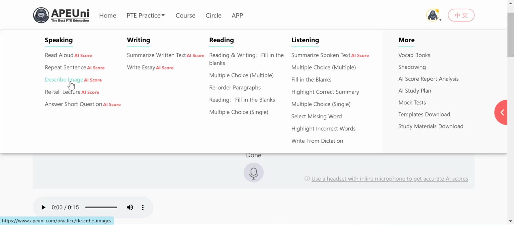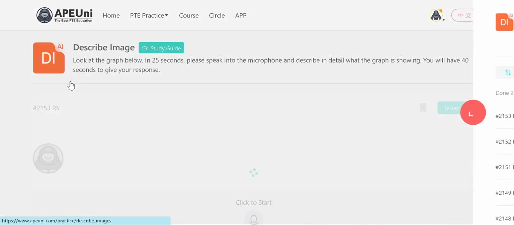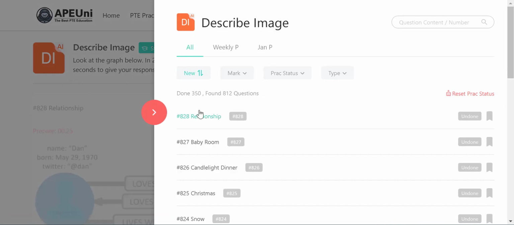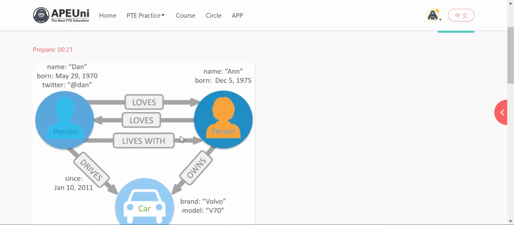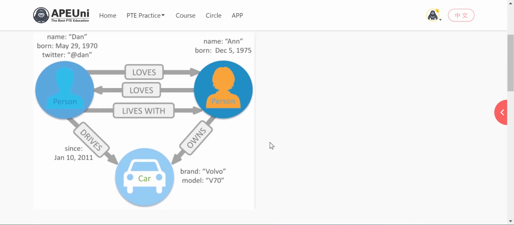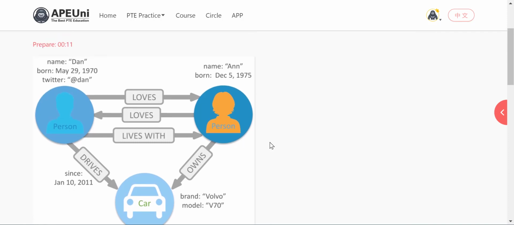After a few repeat sentences, you usually get two or three describe image tasks, which give you an image like this. In the real exam, I realized there are more tables and graphs, which are easier to describe. You can use a simple template, but it doesn't matter how grammatically correct you are; it's important to be fast enough, loud enough, and clear enough.